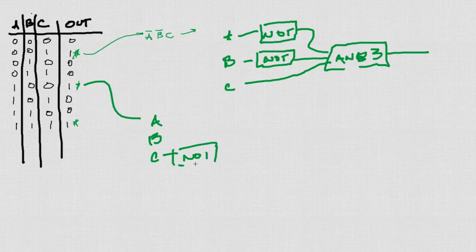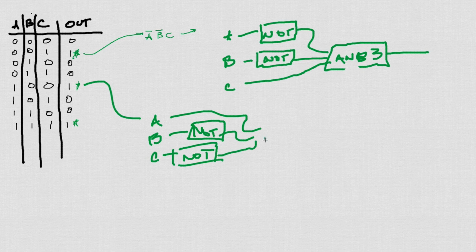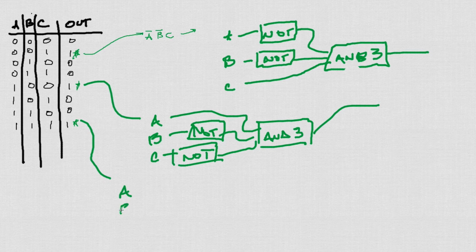So here I am. Then the next row is A and not B and not C. So I'm going to run that through my AND 3. And then the last row is all true, so I'm going to run A, B, and C straight through to AND 3.